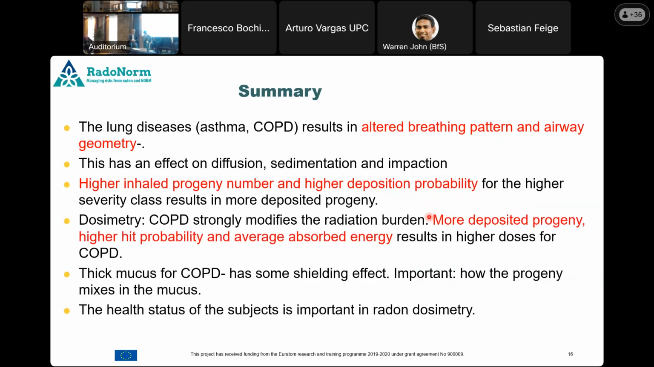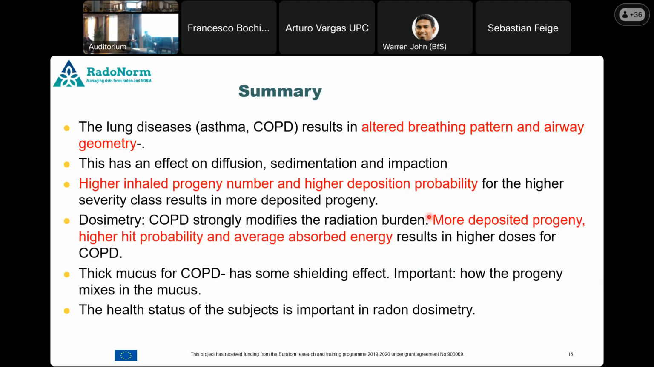As a summary, I would like to say that lung diseases have a strong effect on the breathing pattern and the airway geometry too. So for COPD, you inhale more and more progeny, and the airways are also contracted. So more particles are deposited, and also the dosimetry gets worse.